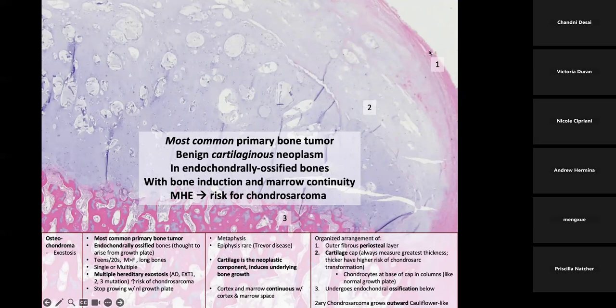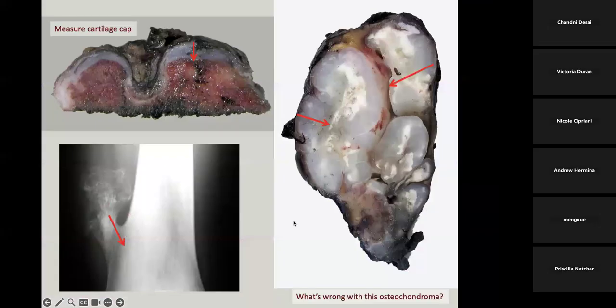The way that these are organized is as an outer fibrous layer, a middle cartilaginous cap that we always measure, right? Always measure the thickness of the cartilaginous cap. And then third is that bone underneath it. The reason we measure the thickness of the cartilaginous cap is because it grows outwardly and the cartilaginous cap increases in size with malignant transformation. So you can see here how giant and lobulated and sort of cauliflower-like that osteochondroma is. That's malignant change. So it grows outward rather than inward.